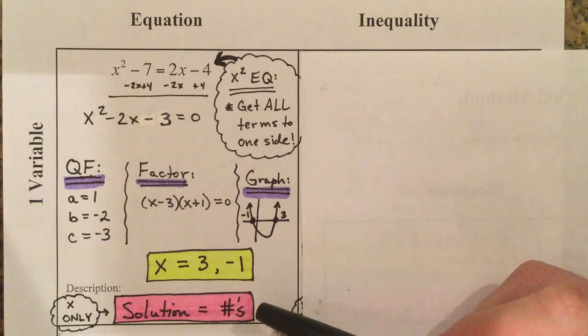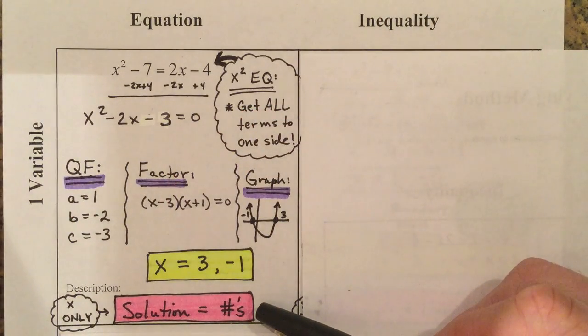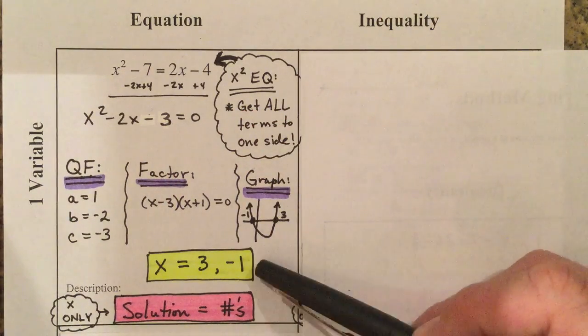Now, for the rest of this video, pay attention to what's in pink. That's the whole point of this worksheet. When you're working with equations with one variable, the type of answer or answers you're going to get are going to be just numbers.